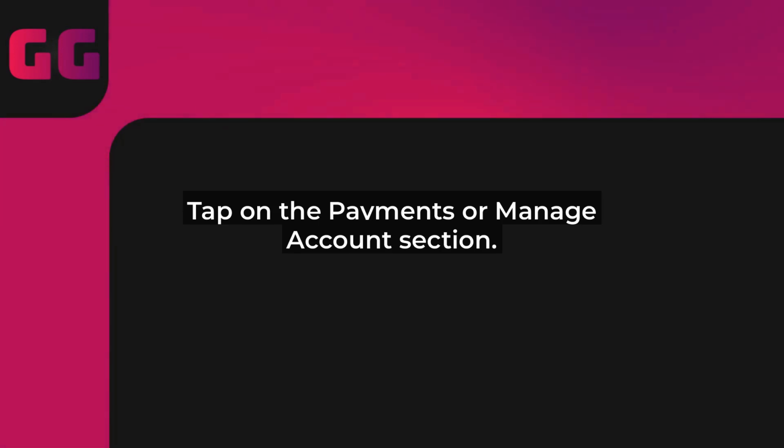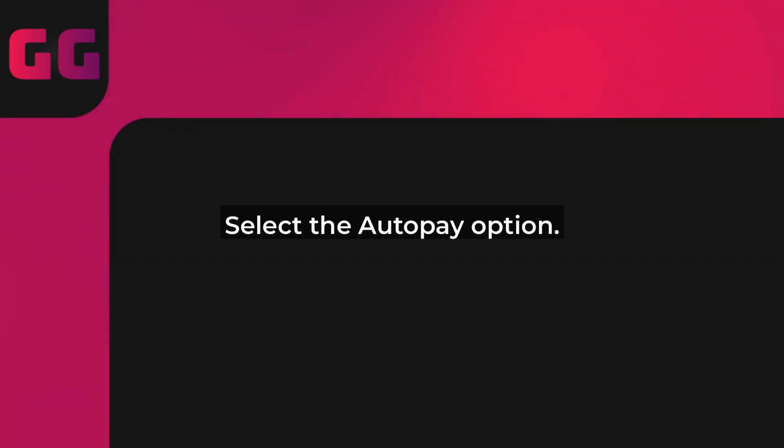In the Payments section, find and select the Autopay option. You'll be asked to link a bank account if you haven't already. Follow the on-screen prompts to securely add your bank details, which might involve verifying with your bank's login or one-time code. Now, customize your autopay settings.